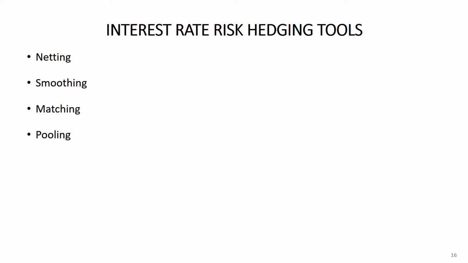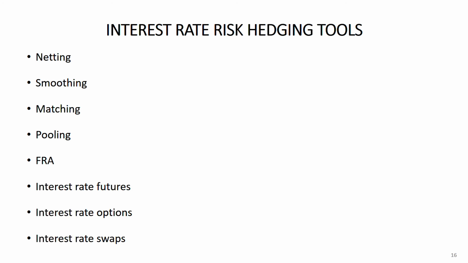But the important thing is the other four, which I'm going to cover now. FRA, the forward rate agreements. From here itself, we are going to cover forward rate agreements, interest rate futures, interest rate options, and interest rate swaps. There we had them for currency, here we have them for interest rate. So now let's start with FRA.